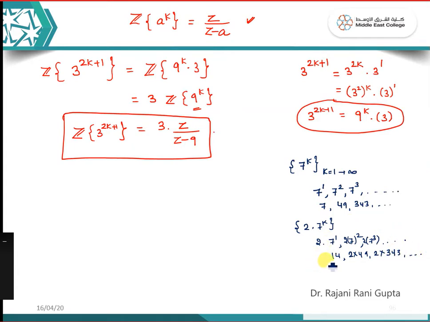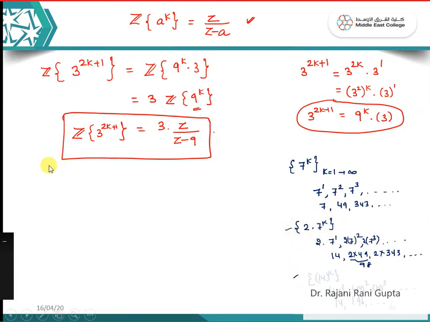This is different than the sequence if you multiply this 2 inside. If you say 2 multiply 7, that is 14 to the power k, what will it give you? 14 to the power 1, 14 power 2, 14 power 3, and so on. So how is it different? Because here the second term is 98, whereas here it is 196, and so on. So that's why we say that these are different series.